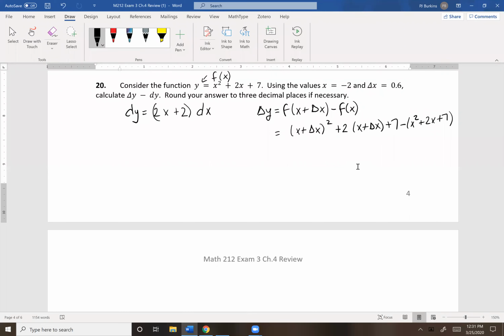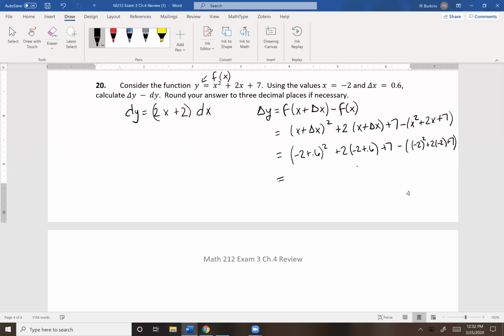Now you could go ahead and square that out and do all that math. I'm assuming you guys are going to be very resistant to that. So let's go ahead and plug numbers in, because I know that's what you like to do. So this is (-2 plus 0.6) squared plus 2 times (-2 plus 0.6) plus 7 minus (-2 squared plus 2 times -2 plus 7).